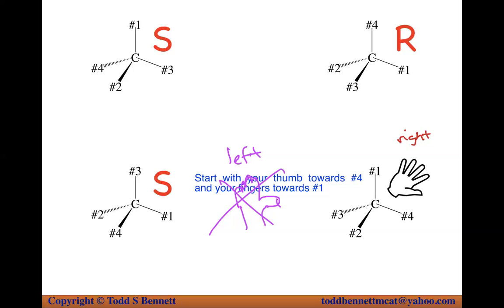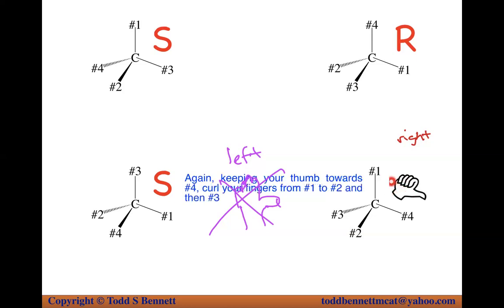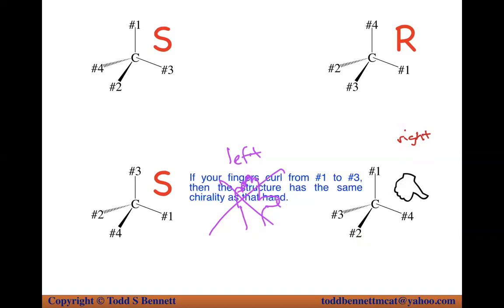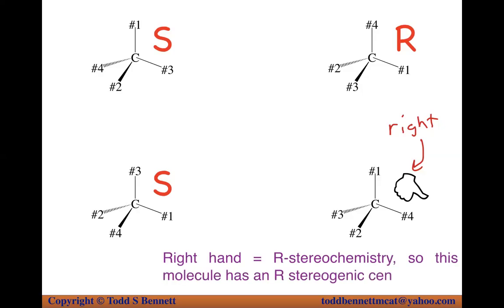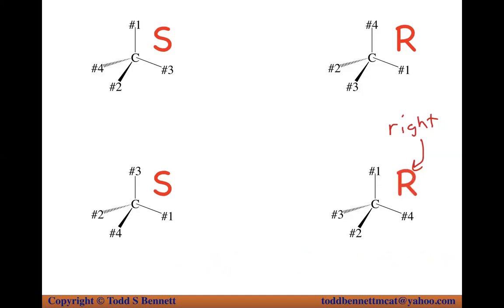So you're going to have to make a 109.5 degree angle between your index finger and thumb. If you do that and you curl, your fingers are going to come out towards number 2. So notice they're coming out in front of the page towards 2, and then going back towards 3. So it is a right hand that correctly does it. So because it's a right hand, it means it's an R. Right hand equals R stereochemistry, left hand equals S stereochemistry.